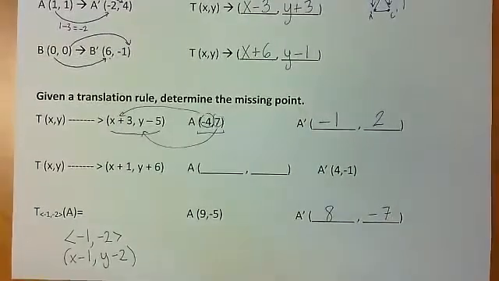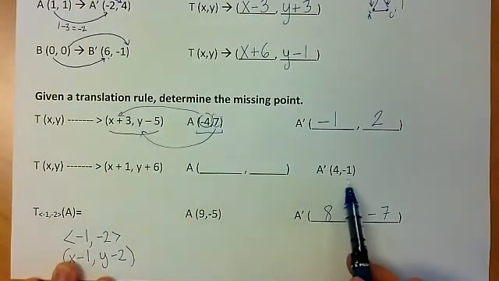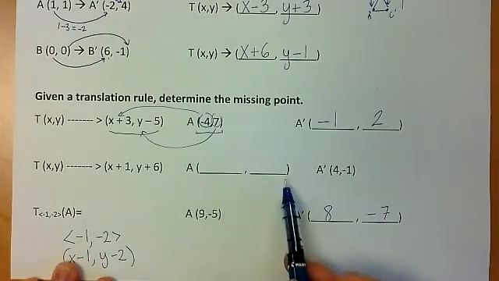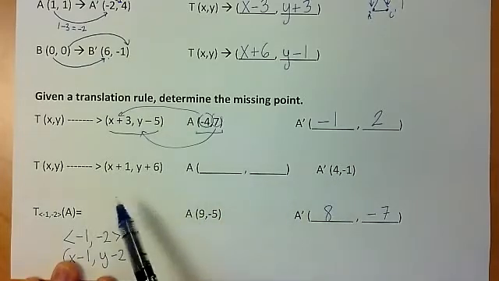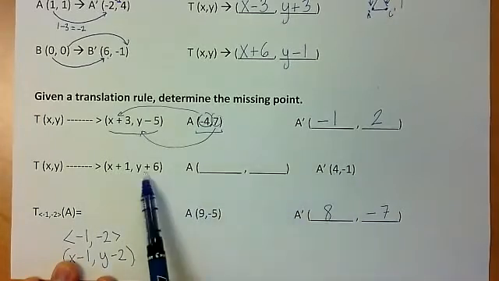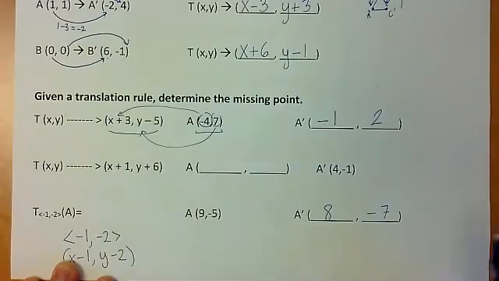And the last type of problem you can see here is that we're given a rule, we're given an image now, and we need to find the pre-image. Where did we come from? And this is the case where we need to consider what plus 1 got me 4, or what plus 6 got me -1. You can think about it that way and probably answer that pretty simply.